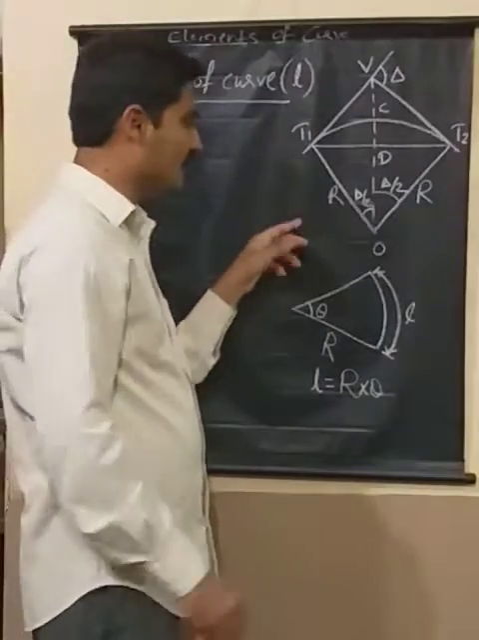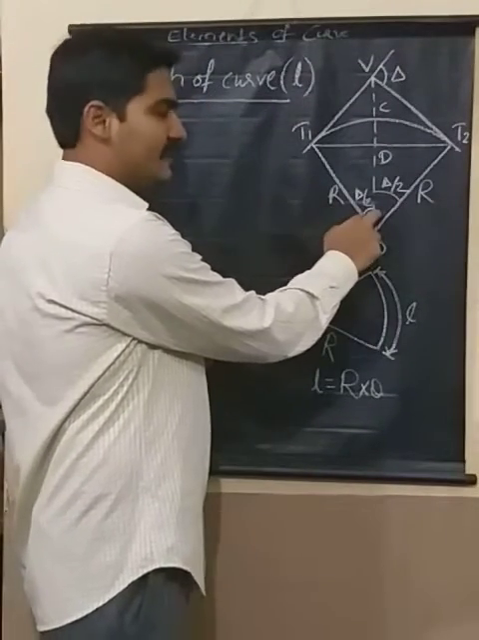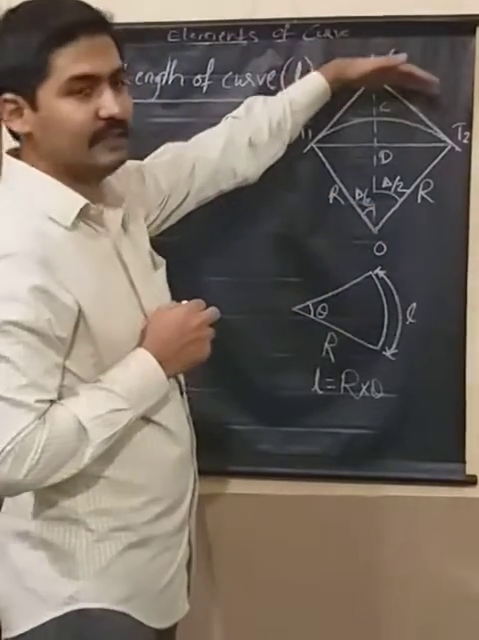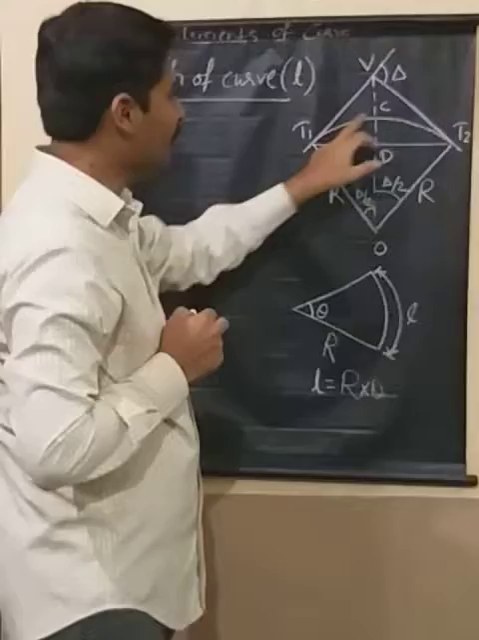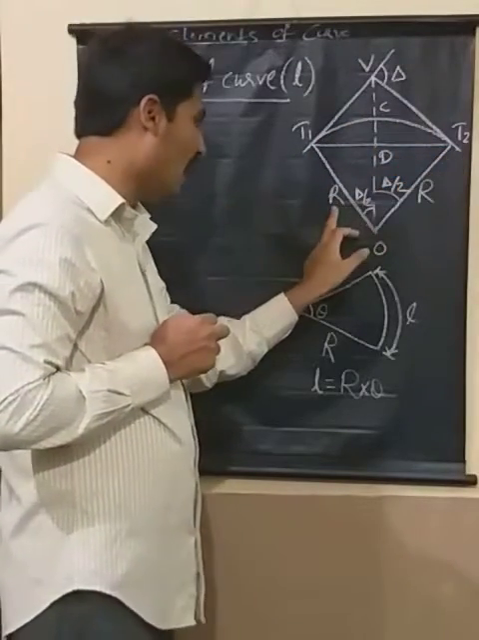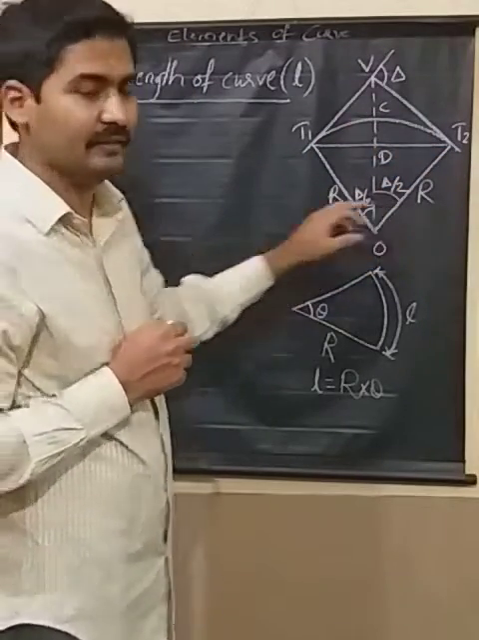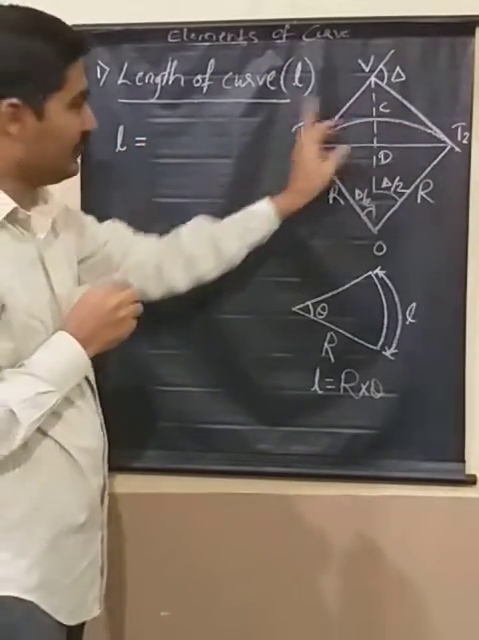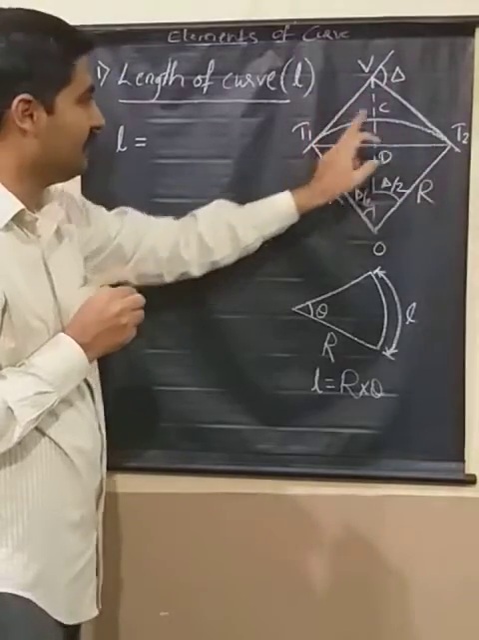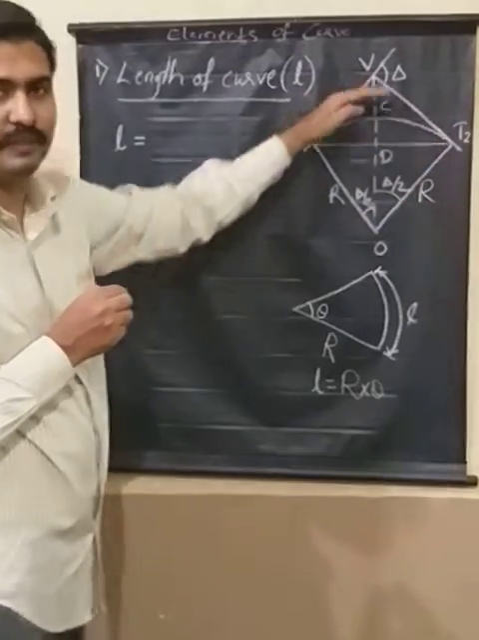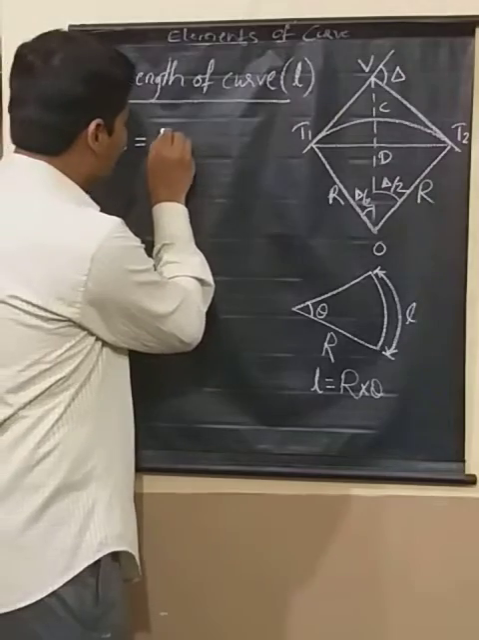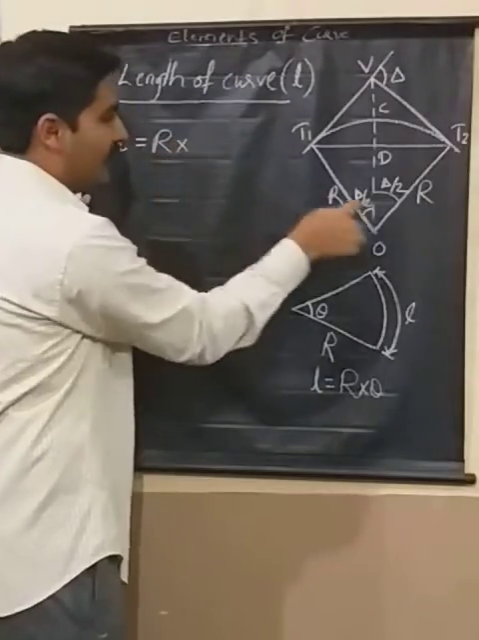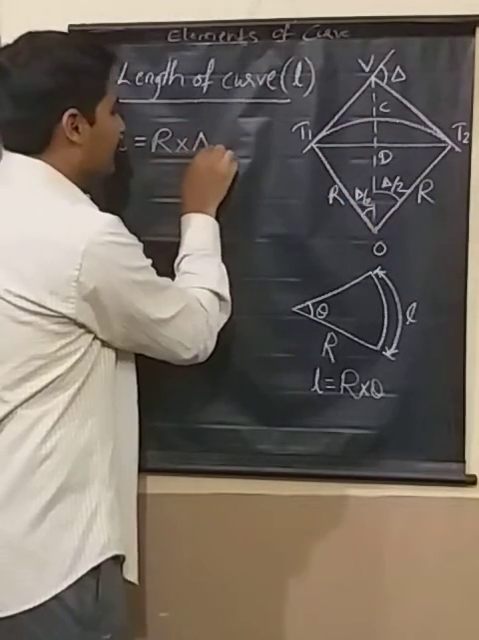This is r and this is the central angle delta subtended at the center because of this curve. So the length of the curve will be equal to r into the central angle. So L, that is the length of the curve T1 C T2, will be equal to r multiplied by the central angle.